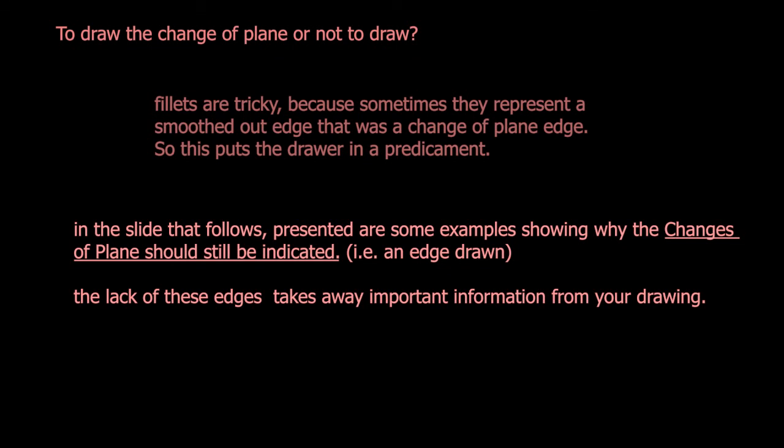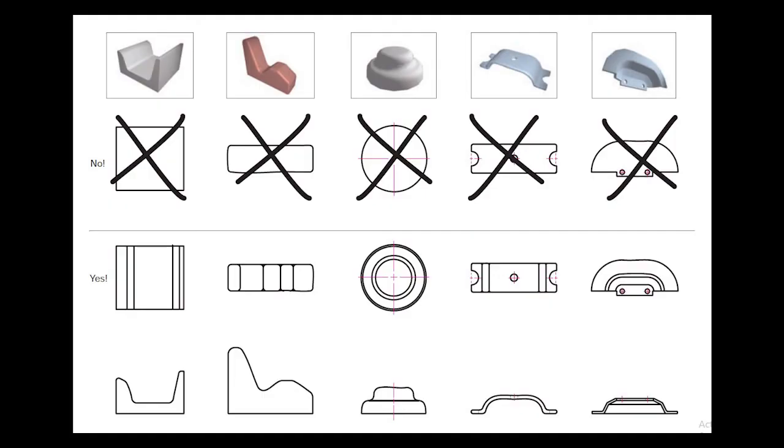If that change of plane line that represents the fillet is not drawn, there is a loss of information and it makes your drawings incomprehensible. You can compare and contrast the yes and no situation in the upcoming slide to visualize what I'm saying. Observe how, if you were given the top view as the one represented in the row labeled as no, you'd have no idea what the object looks like in the top view.